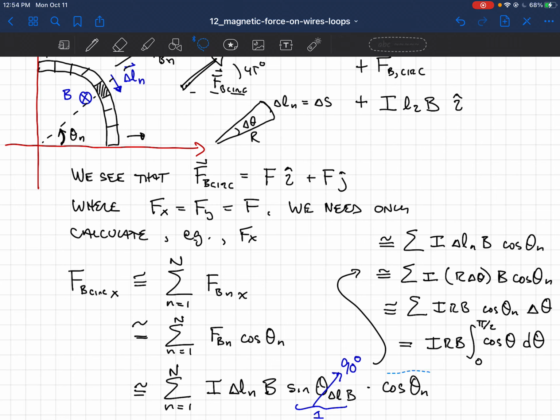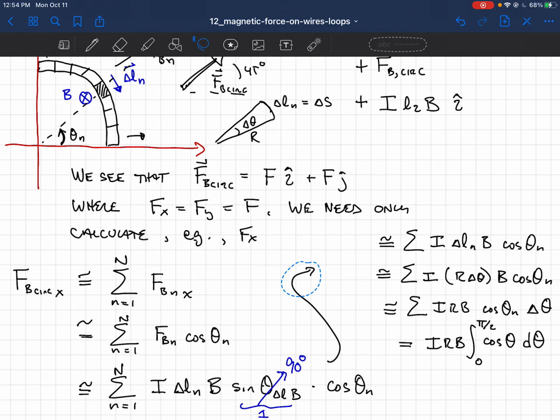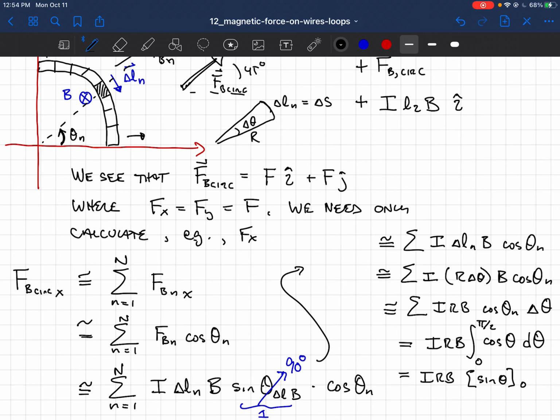So what is that? Let's move this over. So what is that? Well, it's going to be IRB. And then we have the antiderivative of cosine theta. Well, that's sine theta from 0 to pi over 2, because the derivative of sine theta is cosine theta. And sine of pi over 2 is 1, sine of 0 is 0, so it just becomes 1, so this whole thing goes to 1, and we just get IRB.